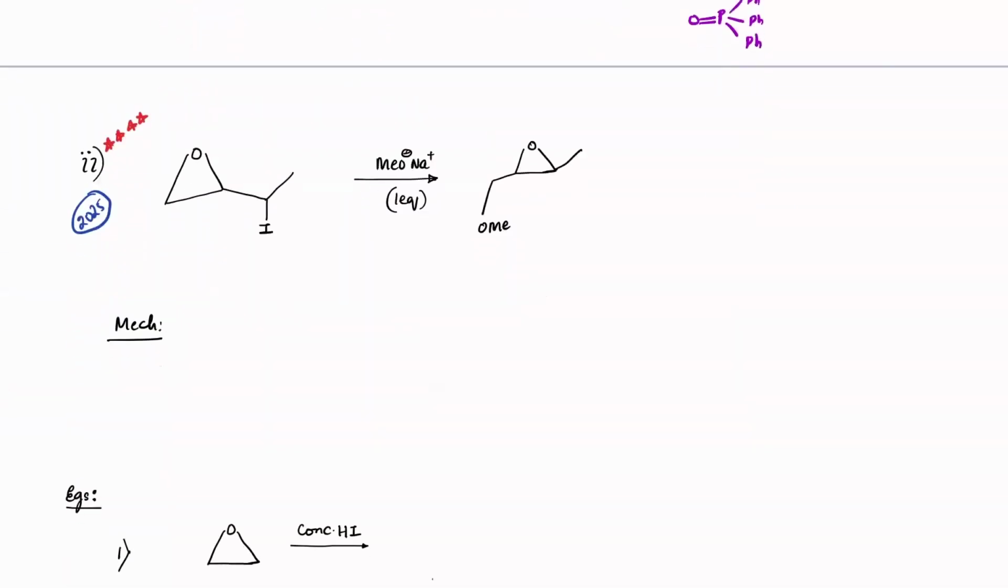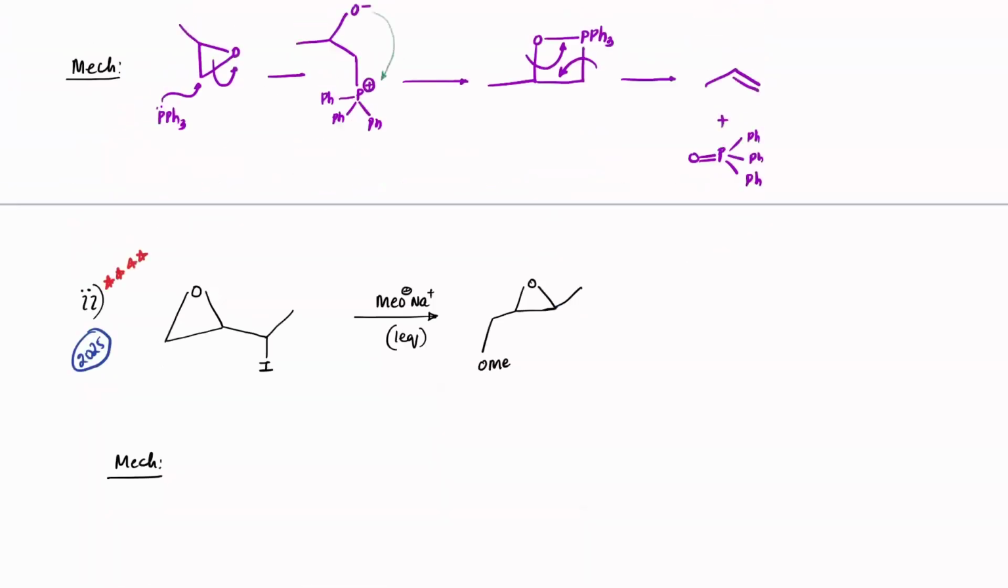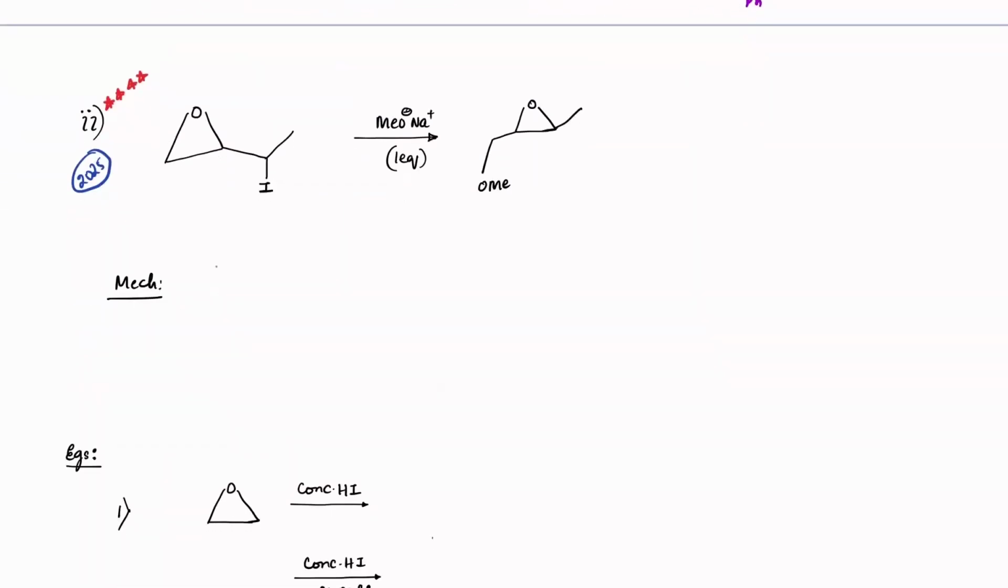Okay. This is a recent JEE question. Check out how this has been asked. MeO minus will first attack here, because this three-membered ring is a more strained position. So MeO minus will first attack here.